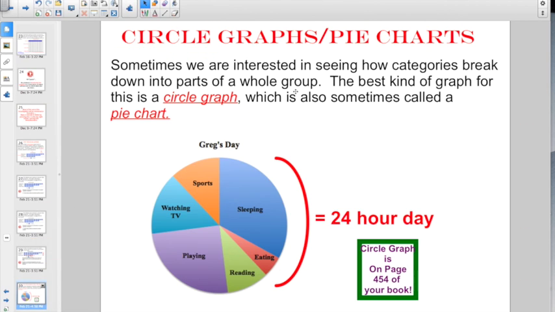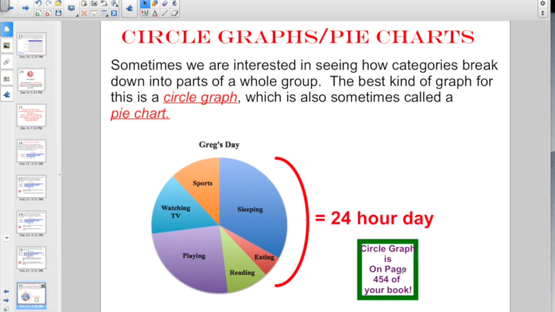All right, welcome back. Moving on to a new section, circle graphs and pie charts. Sometimes we're interested in seeing how categories break down into parts of a whole group. The best kind of graph for this is a circle graph, which is also sometimes called a pie chart. And here they're representing the whole group of 1 day spent in the life of a guy named Greg.